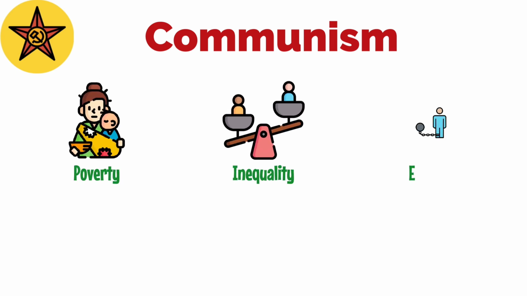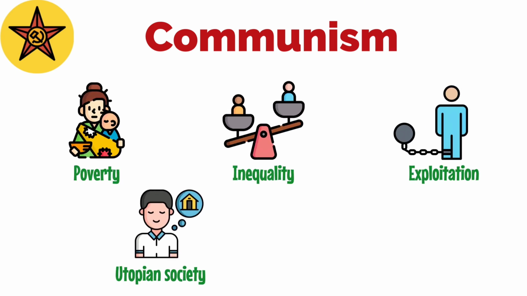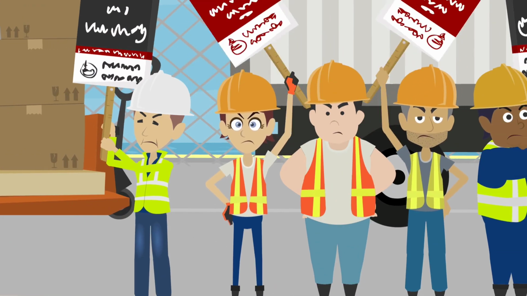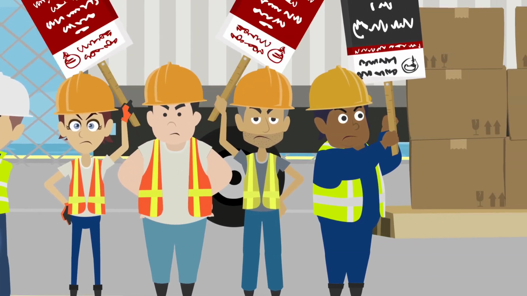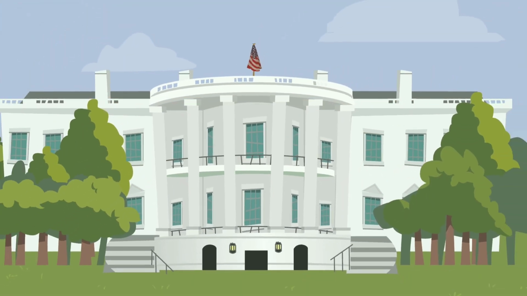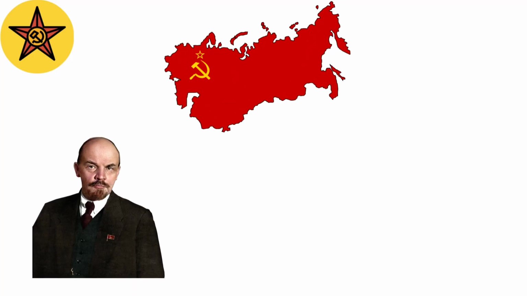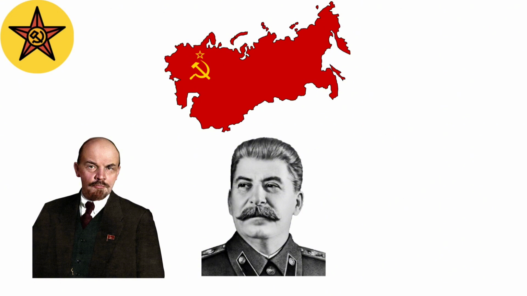In theory, this would eliminate poverty, inequality, and exploitation, creating a utopian society where everyone is truly equal. However, in practice, communist revolutions have often led to authoritarian regimes where the state has total control over the economy and society. The Soviet Union, under leaders like Lenin and Stalin, became the most prominent example of a communist state.